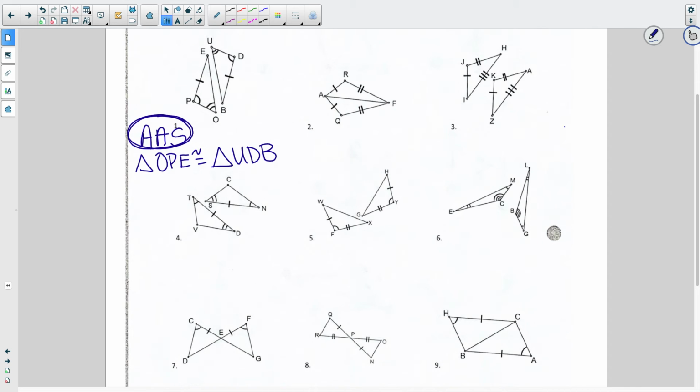Together. We're going to mark the sides that they share. So this is going to be side, side, side. Number 3 is easy where they already have all 3 sides marked. So side, side, side. On number 4, you should have gotten angle, side, angle. On number 5, side, angle, side.